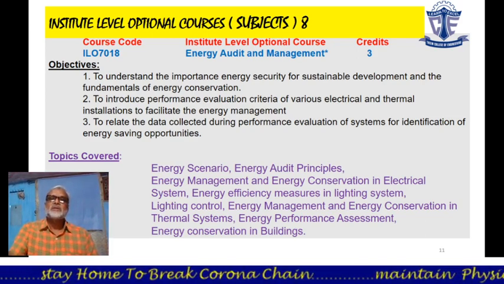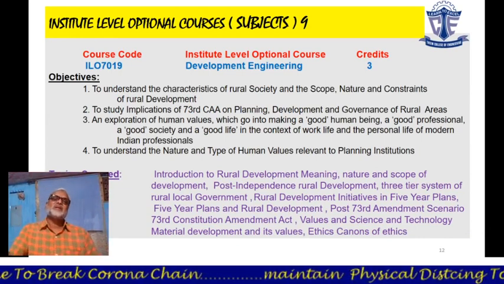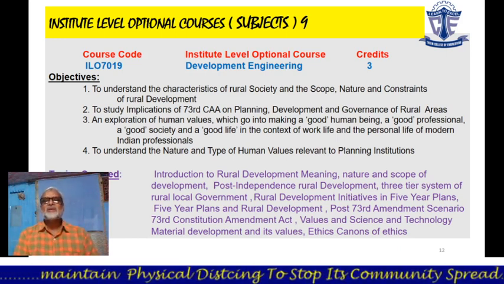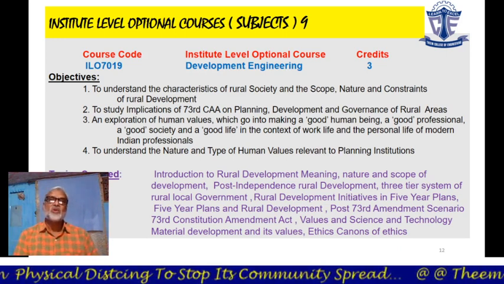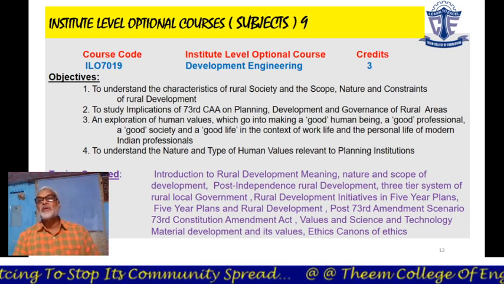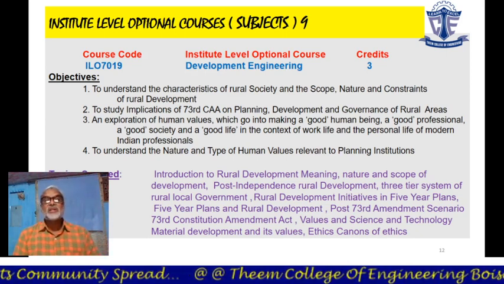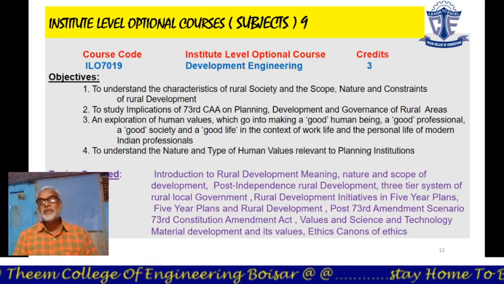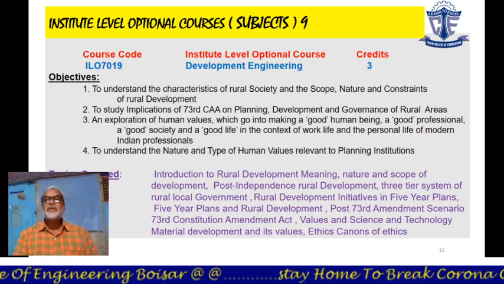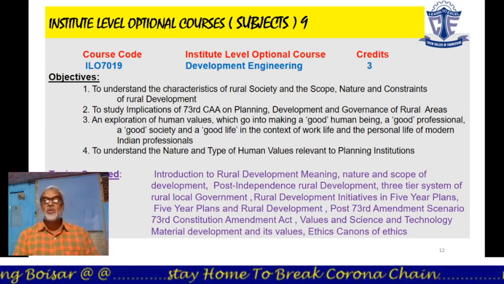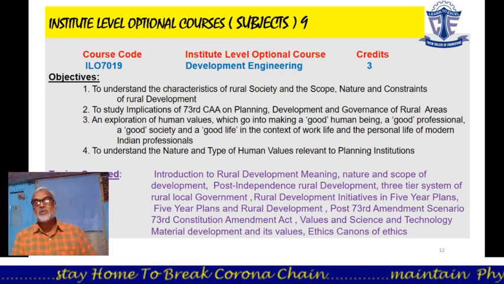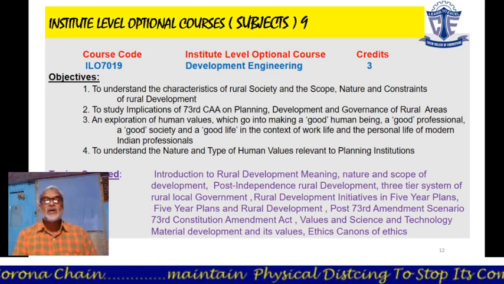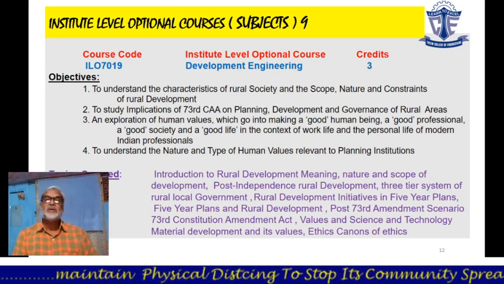The last subject is development engineering. It's again related to rural development and how best the human values in a good human being, like nature and constraints of rural development, the 73rd CAA on planning and development of governance of rural areas, and to understand the nature and type of human values relevant to planning institutions. Topics covered: introduction to rural development and its meaning, nature and scope of development, post-independence rural development, three-tier system of rural development, initiatives in 5-year plans and rural development, post 73rd Amendment scenario, the 73rd Constitutional Amendment Act, values and science and technology, and material development and its values and ethics of the canons of ethics.